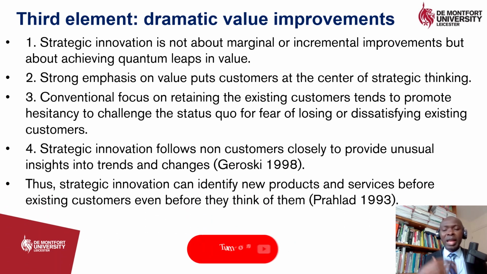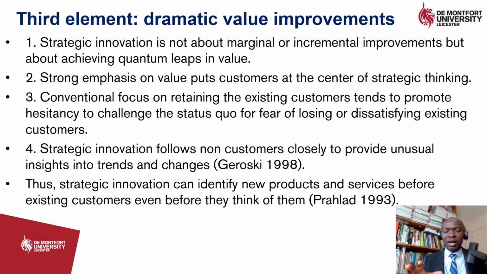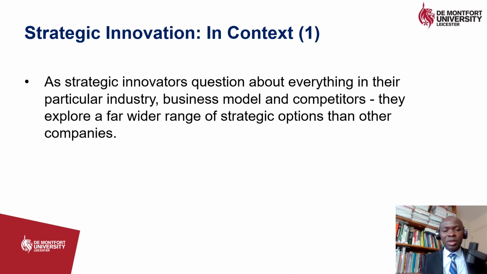So for me, to summarize, strategic innovation can help identify new products and services before even existing customers start to think of them. So they are trying to create value for customers, create new products, create new services for customers, even before customers themselves think of them. In these other parts, I'm just trying to summarize some of these things. I'll provide some examples and illustrations of how these strategic innovations actually work in practice.